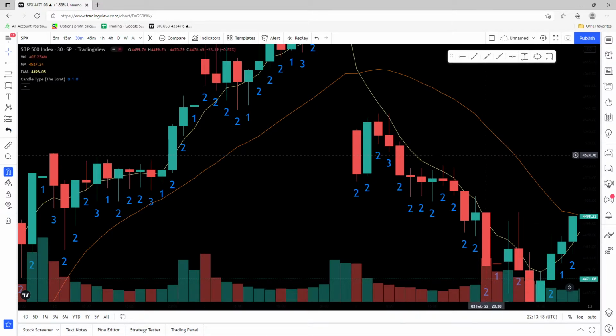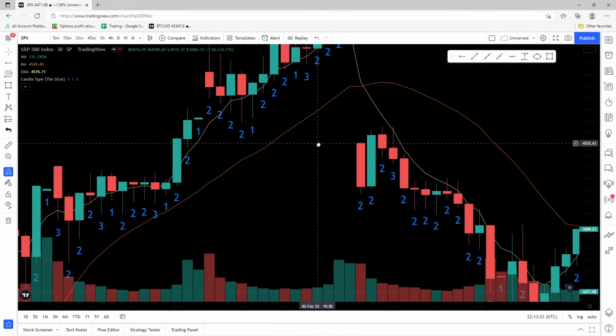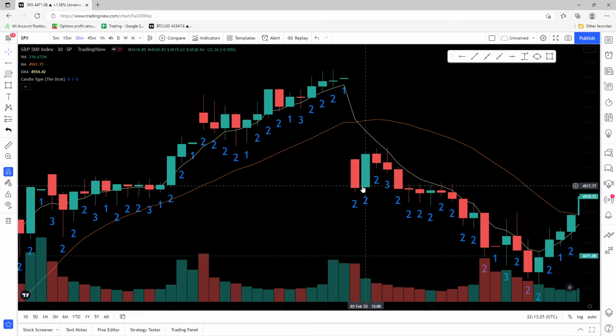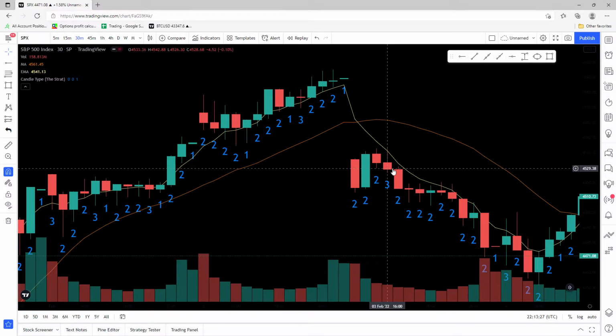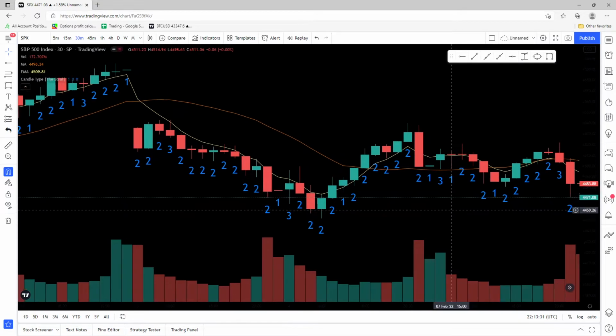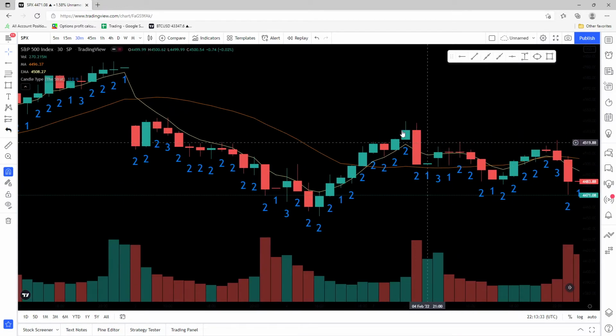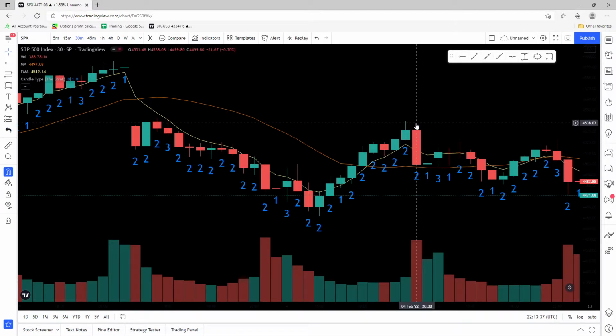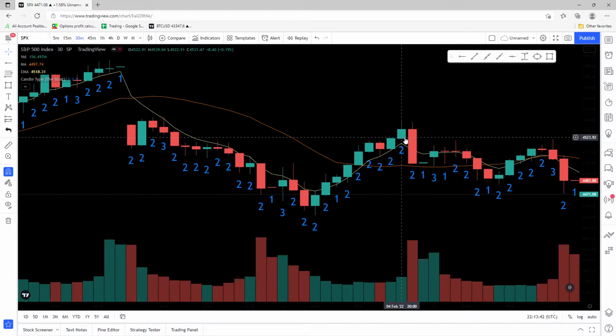I really like those. So a 2-2 reversal is when you get a 2 going down, immediately followed by a 2 going up, right? So let's see if like right here, or here's the opposite, right? You got a 2 going up, we get this 2 going up, and then this one right here becomes a 2 going down, right?